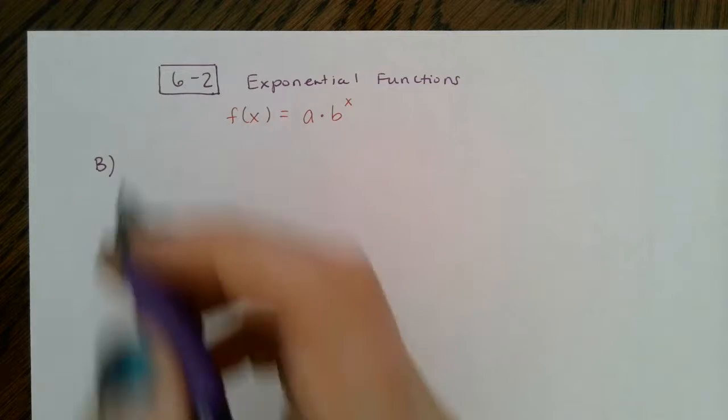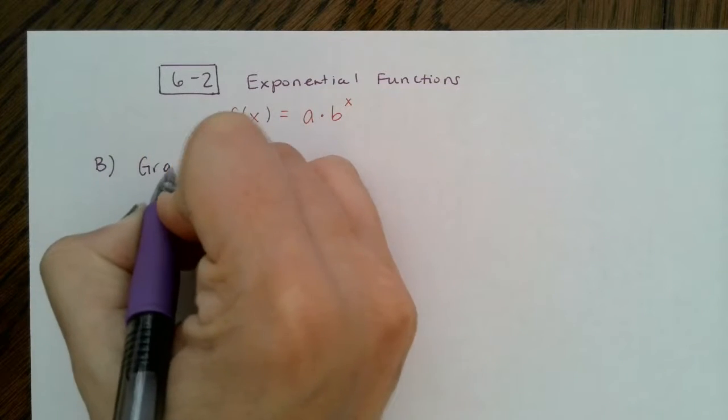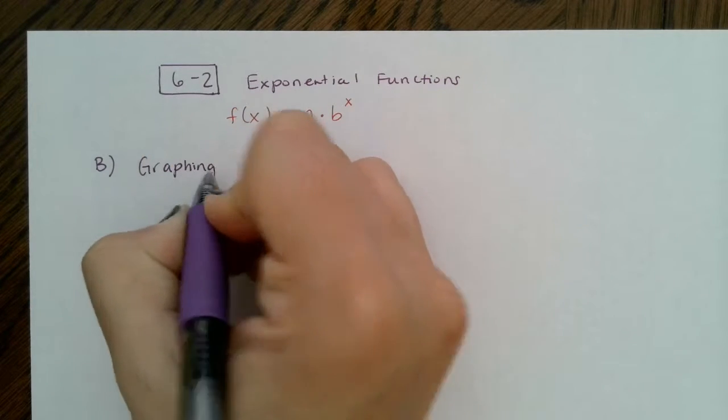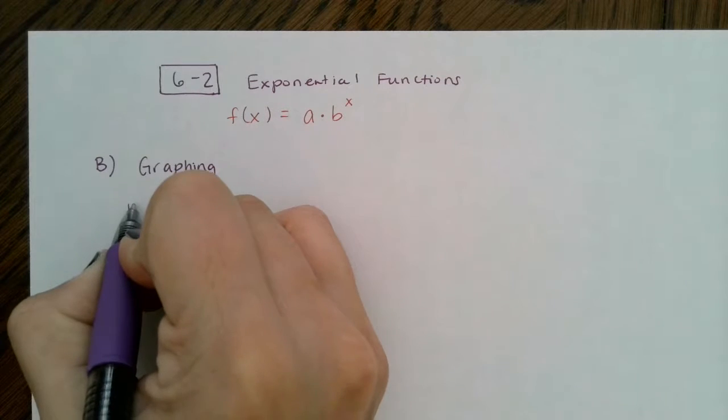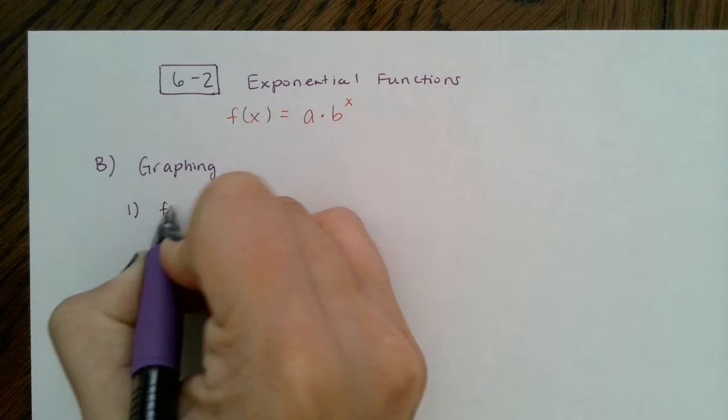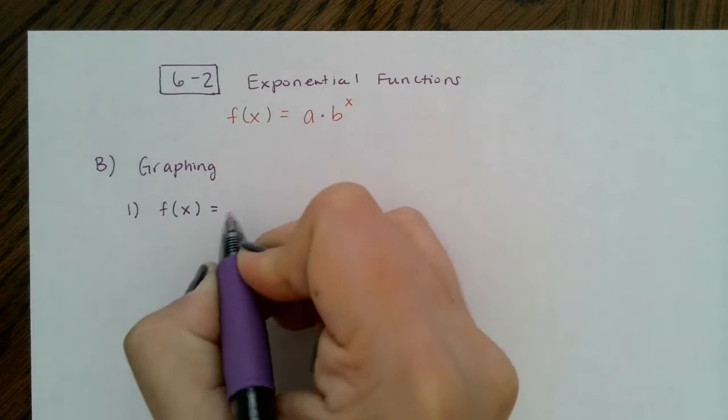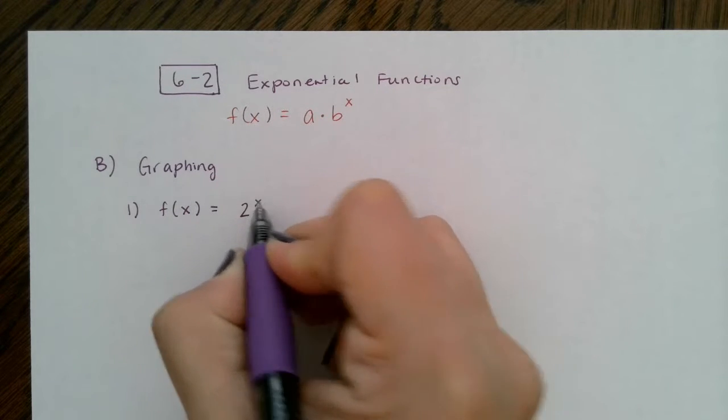So in part B, we're going to do some graphing. And these are just going to be some quick sketches. We're going to identify some key features of each graph and be able to just make a quick sketch. So in our first example, we have f of x equals 2 to the x.